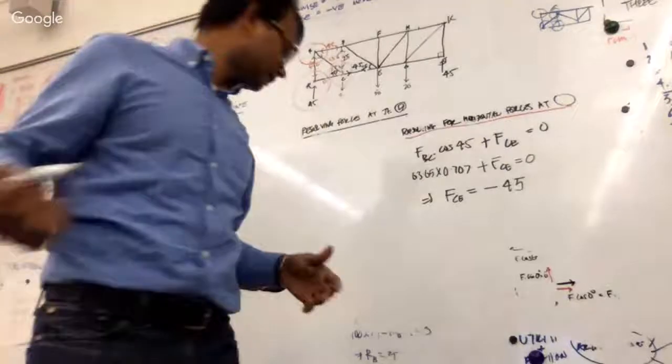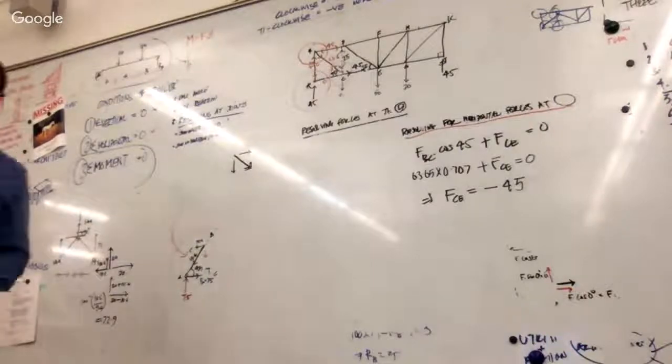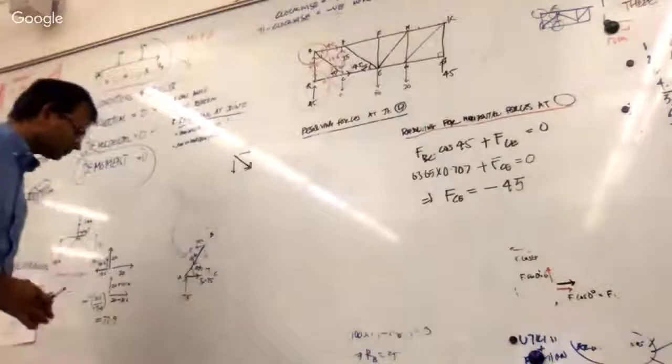Where did I drop the black thing? It fell forward. Where, on the floor? Thanks, Hans. Okay.